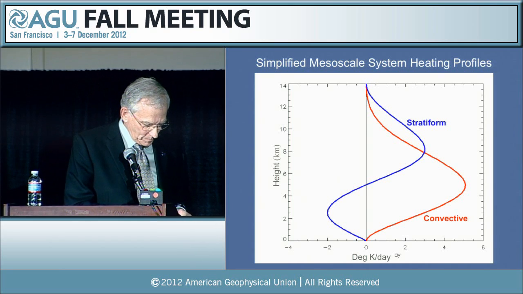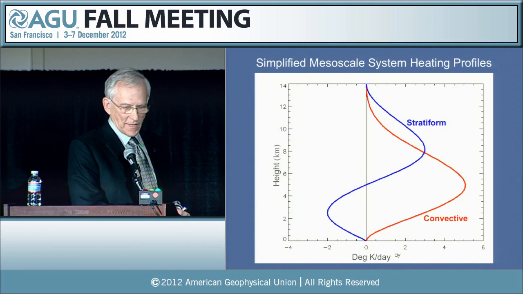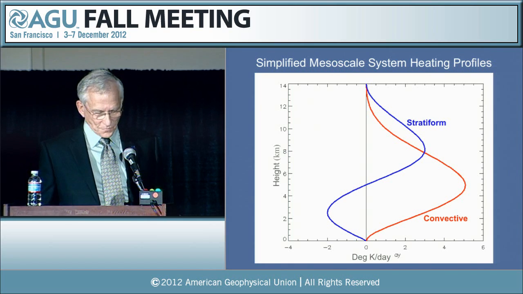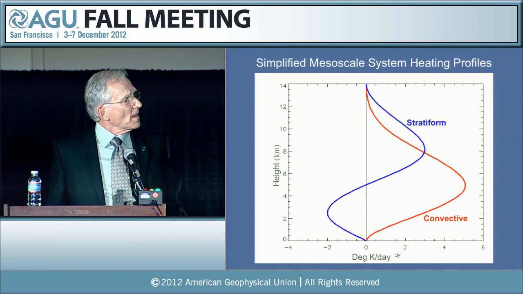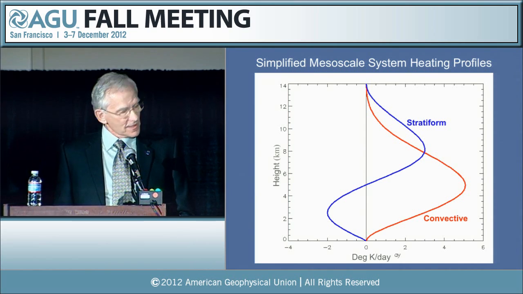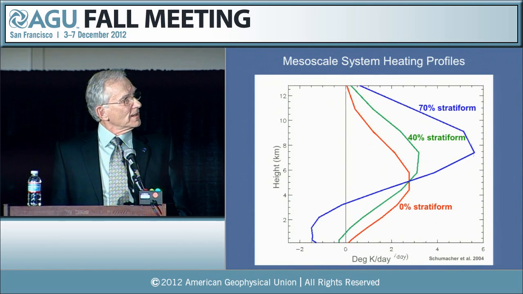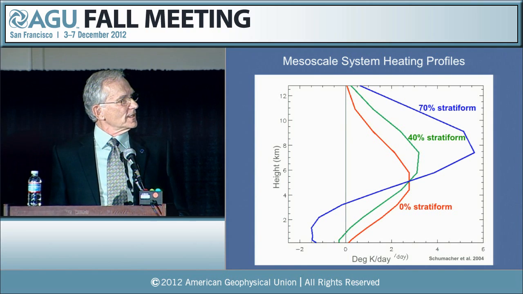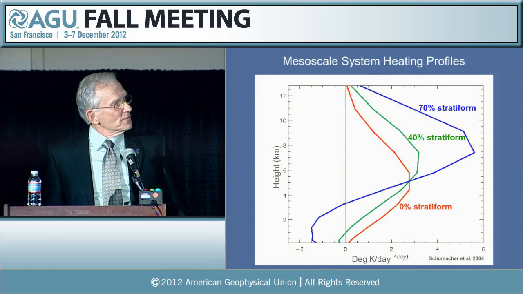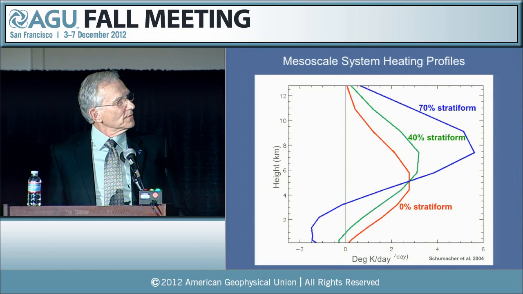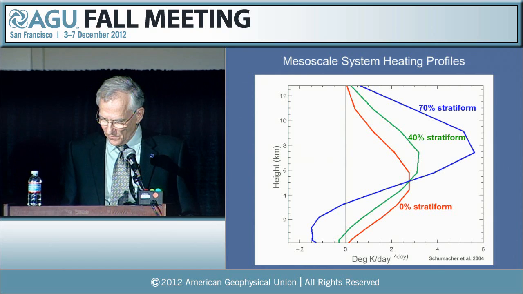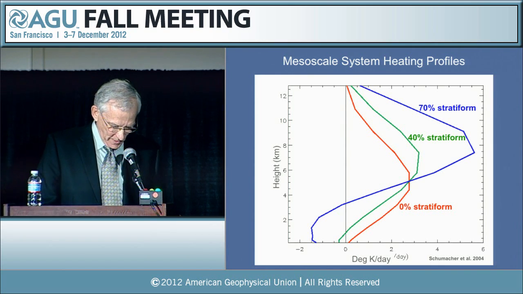cooling at lower levels and warming at the higher levels. And so if you get a mix of convective and stratiform together, you get different combinations. The more it has a stratiform component, the more the maximum of the heating gets raised to higher levels, and you get more cooling at lower levels. So this shows how it would come out if you did mix different proportions of stratiform in with the convective, and you can see it makes the heating profile what we call more top-heavy, the more stratiform gets into the picture.